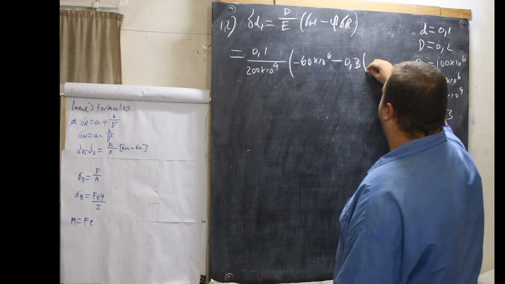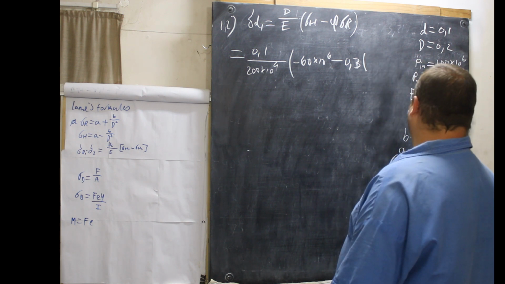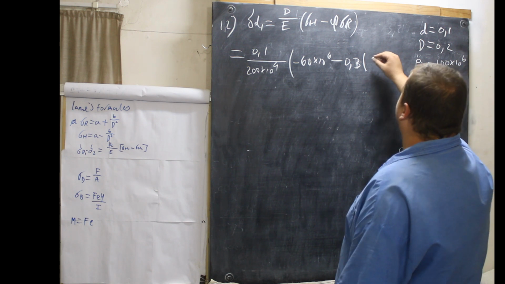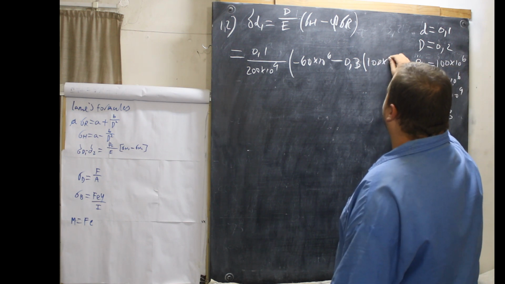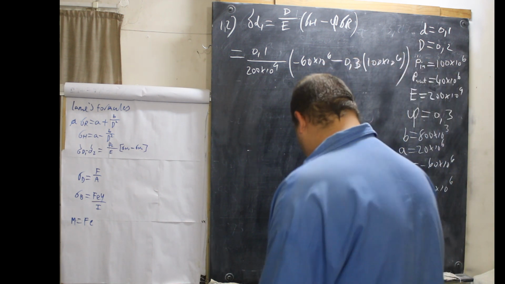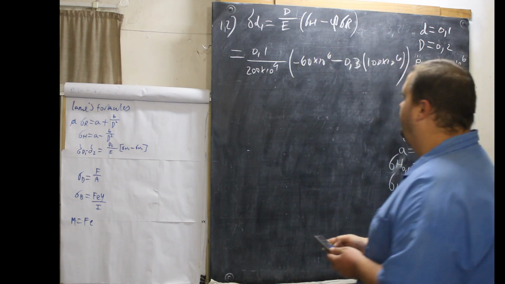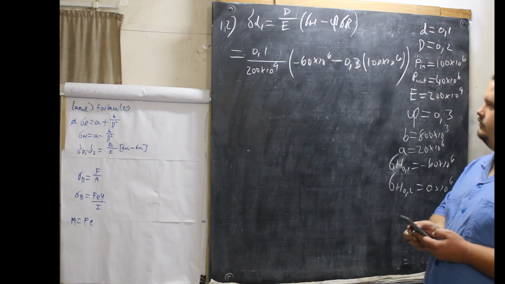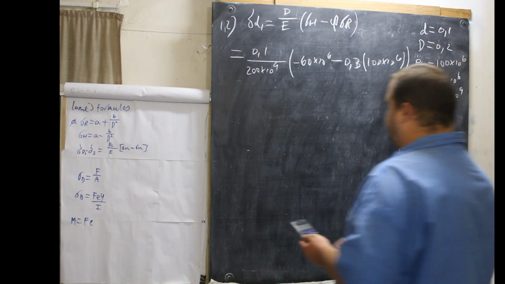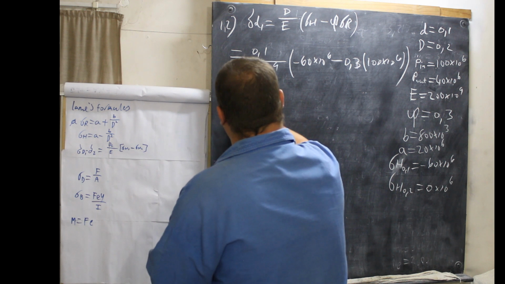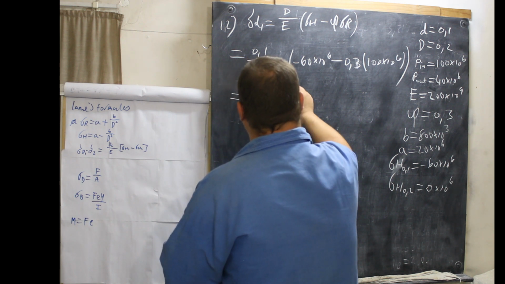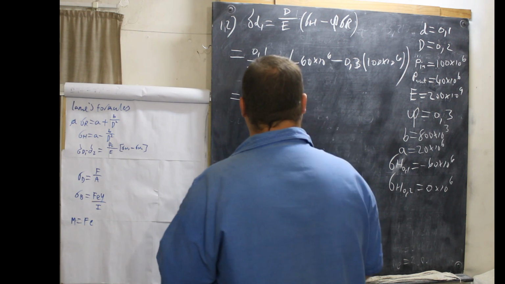and this is multiplied by the radial stress at 0.1, which is outside, so that is 100 times 10 to the 6. Okay, let's do our calculation quickly. 0.1 over... this equals minus 45 times 10 to the minus 6 meters.